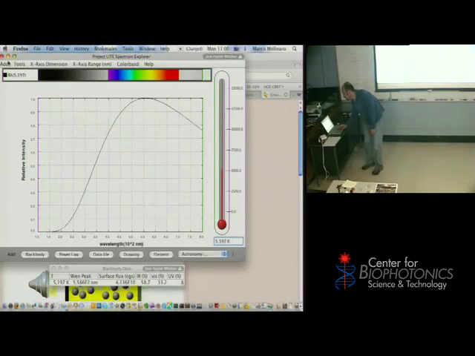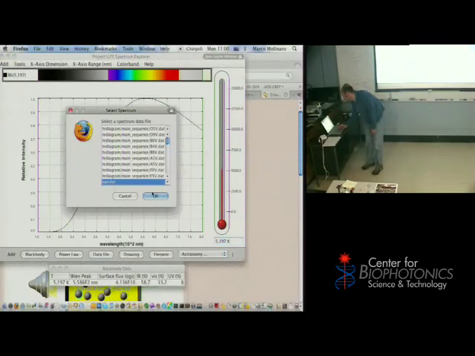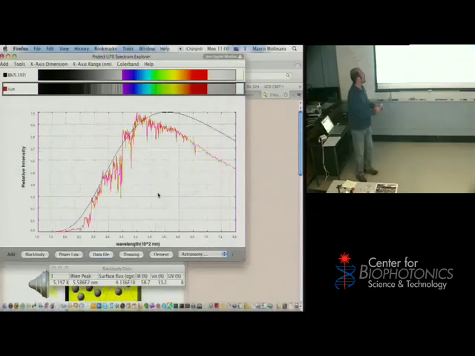Now, if I take the spectrum of the sun, it's over here, in the data file, I put the sun on there, that's the range of wavelengths the sun emits by the time it gets to Earth.